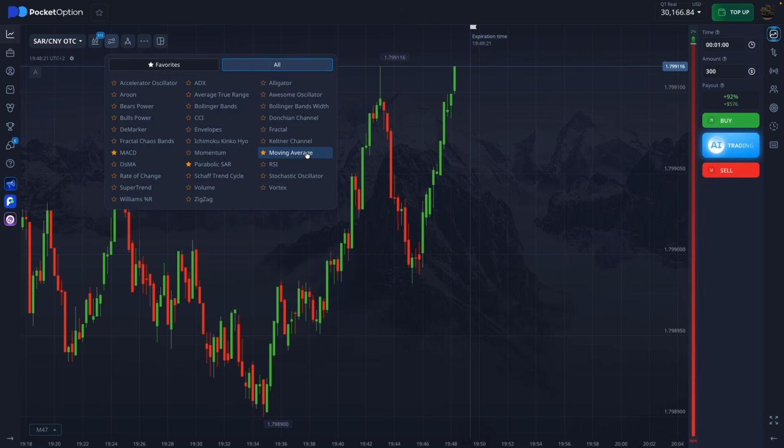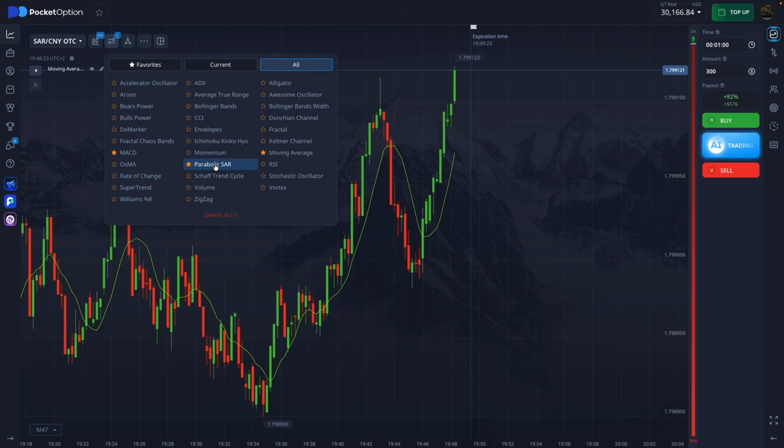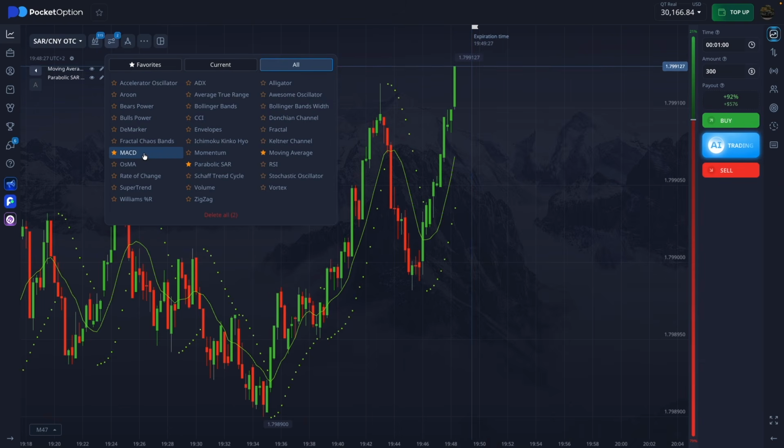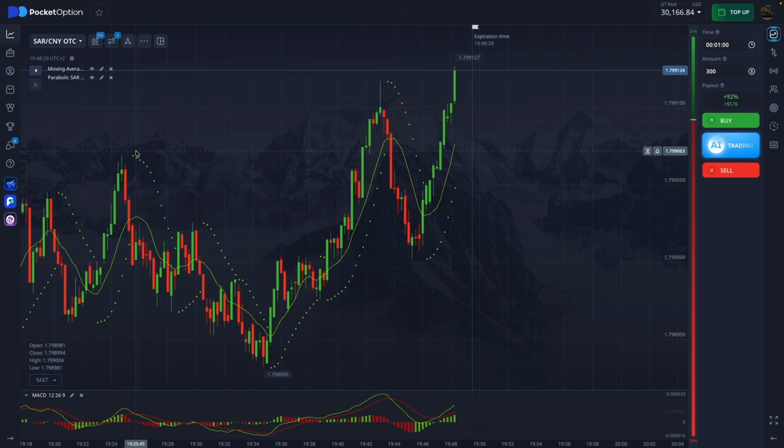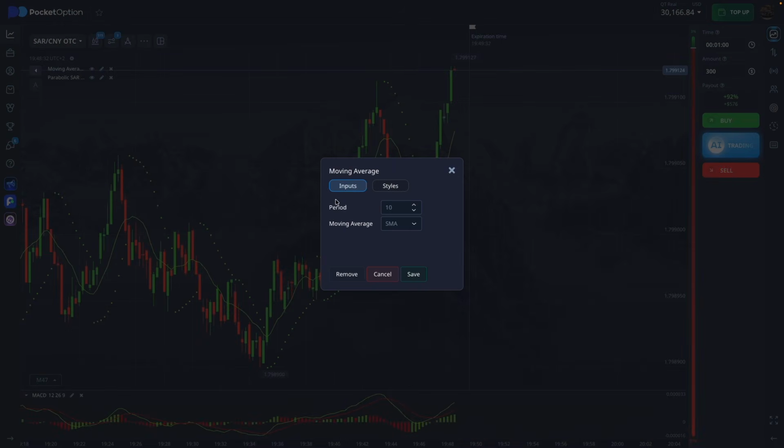I need one moving average. I will need an indicator called SAR, and I will also need an indicator MACD. I will add all of this right away and start configuring. I'll start with the moving average. Here, I set the period to 16 and change the moving average type to EMA.